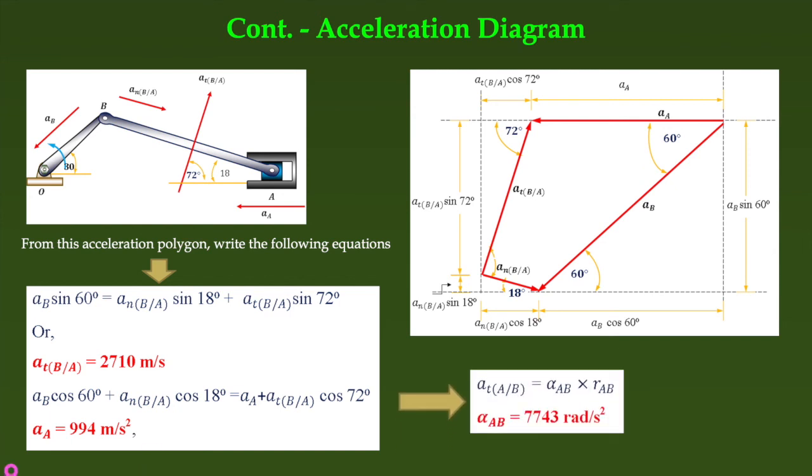And as we are calculating the absolute acceleration of point A, we know that ATAB, the tangential component of this acceleration, is alpha into RAB. Now alpha AB equals this component, as we have calculated here, divided by the radius vector RAB. So finally we are getting the angular acceleration of the connecting rod AB with the help of the acceleration diagram.